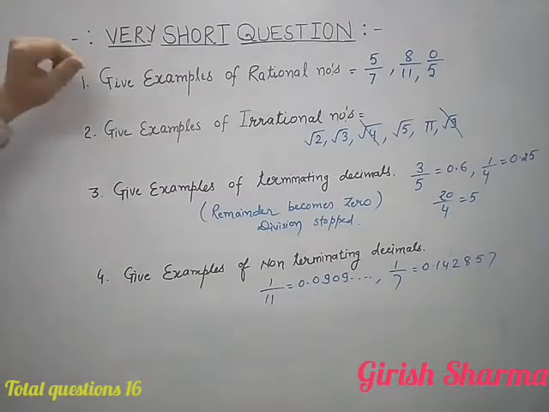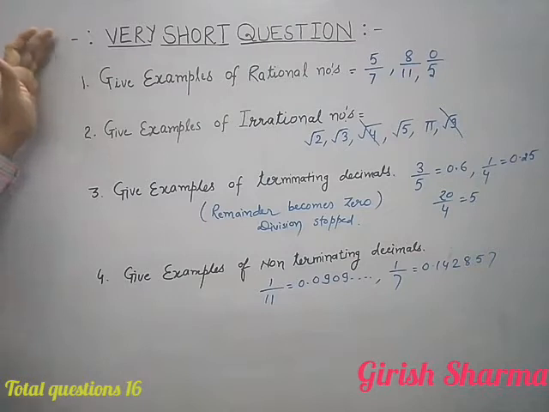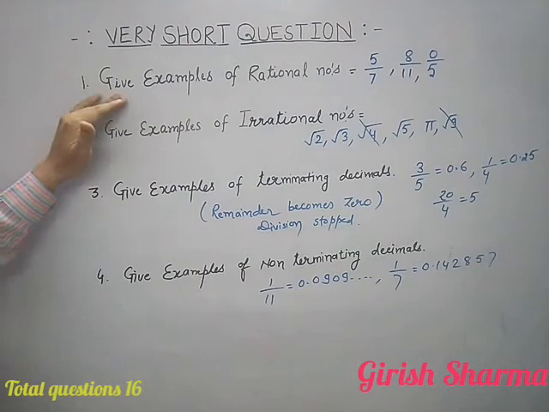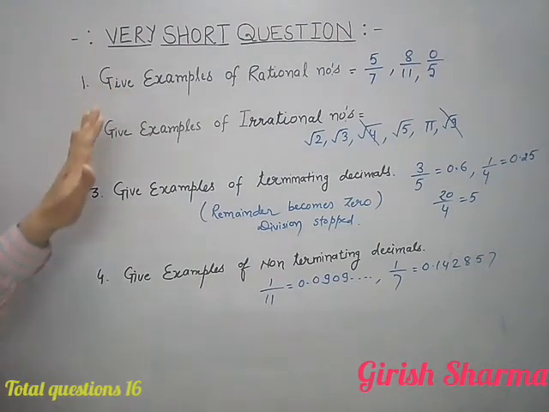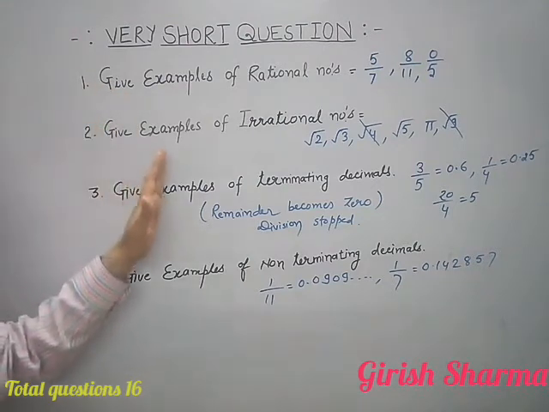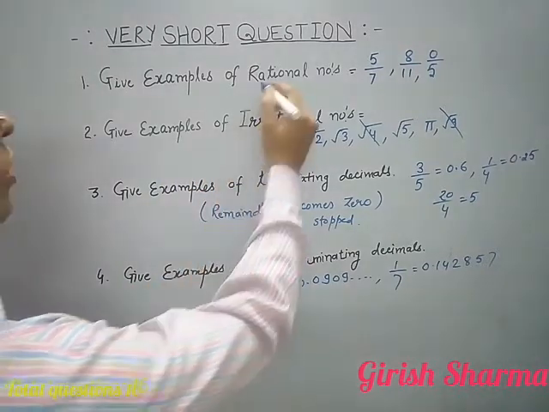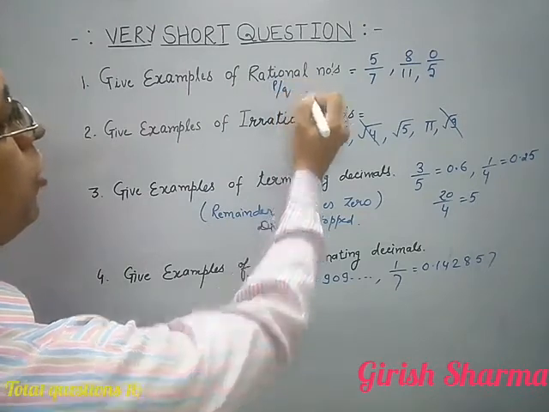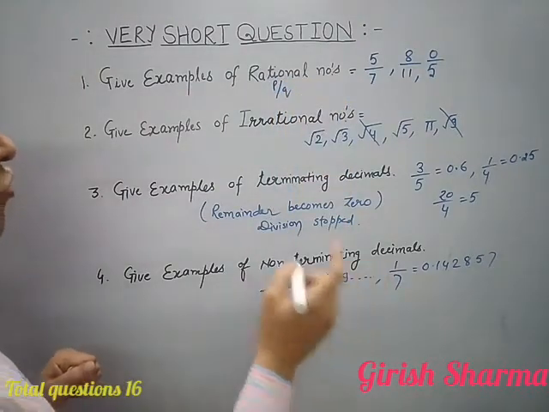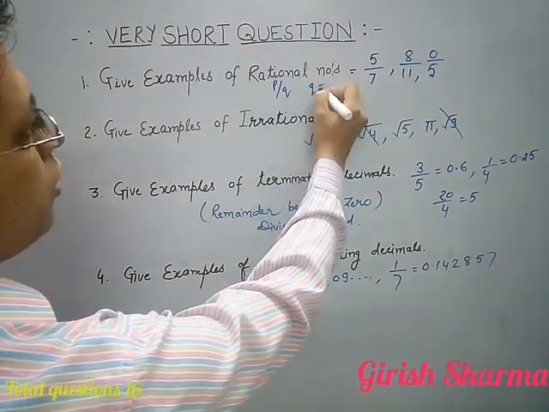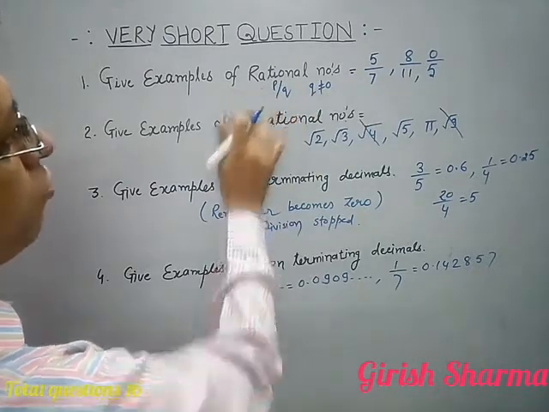Students, today we are going to start very short questions of chapter number 1. See here, first question is, give example of rational numbers. What are the rational numbers that we know? The numbers which are in the form of p upon q. If numbers are in the form of p upon q, then we can say rational number, but here q is not equal to 0 and p and q both are integers.